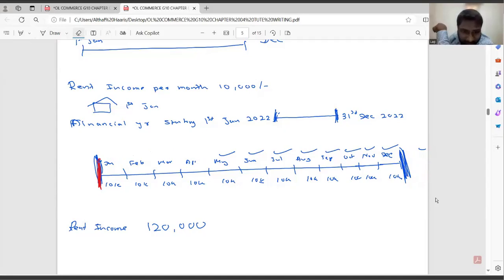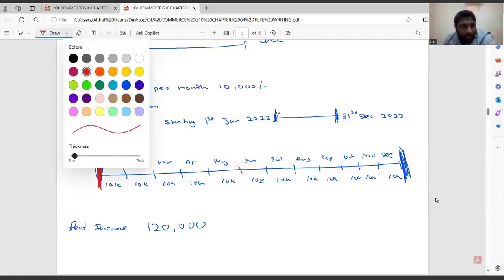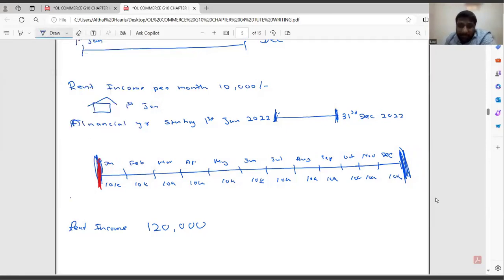I'll erase all this. Methula came and met me on the last day of June. He took the room for rent from July onwards. Here is the main point, Methula. We signed the agreement, Methula signed, business signed. So for this earlier period, the room was empty. No one was there in this period.